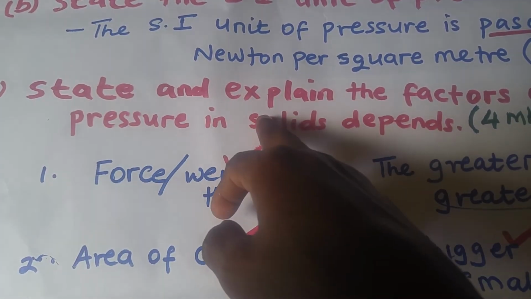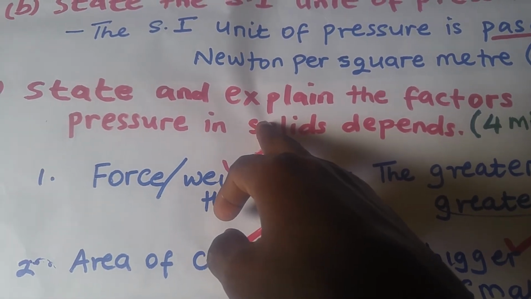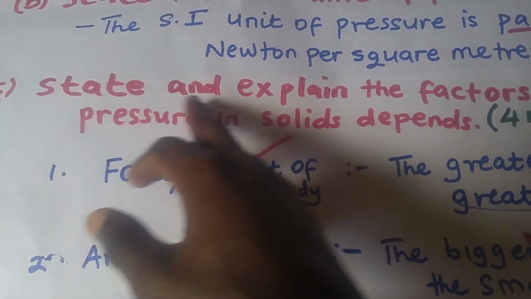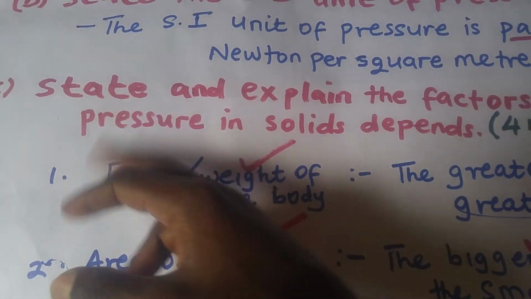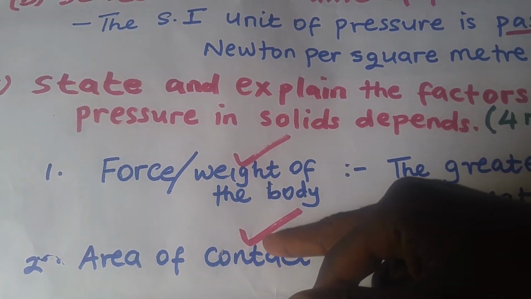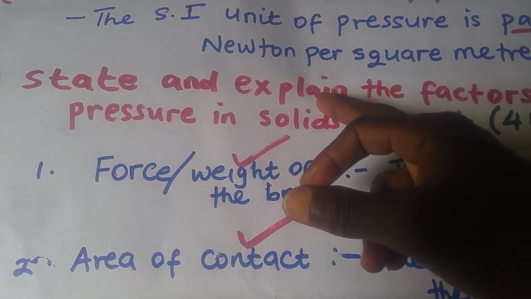after stating, state and explain. This is why sometimes the students fail exams. Somebody says state and explain. Then you just state. You say force and then area. You have stated. You will get the marks for stating. But you will not get marks for explaining.